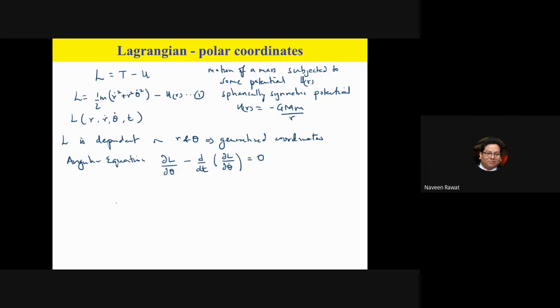Here again, if I take dL by d theta, I'm taking the variation with respect to theta, and this value should be 0. Why? Because theta is a cyclic variable, so my change with respect to theta will be 0. But I have the expression for dL by d theta dot, so that I will have to calculate.